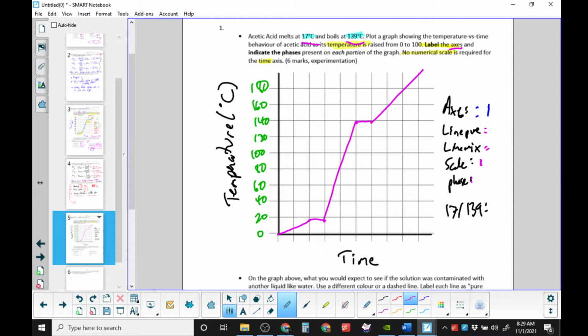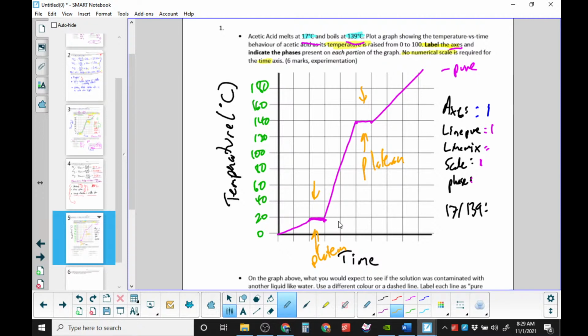And here, this is for your line for the pure. I'm looking that you have a plateau in both cases. And then so straight, plateau, straight, plateau, straight. So here we have the melting point, and here we have the boiling point, and the temperature does not rise at those points.